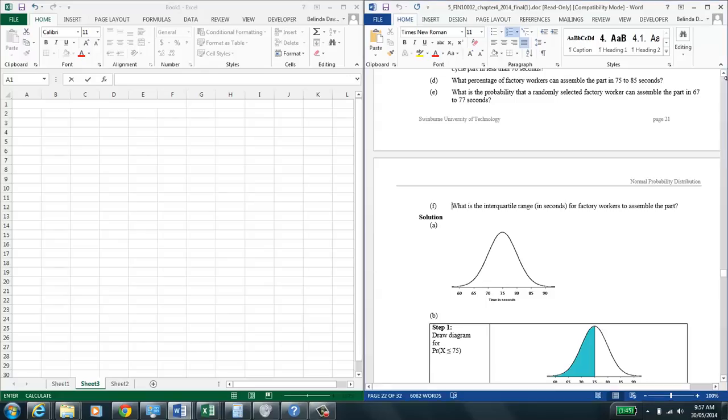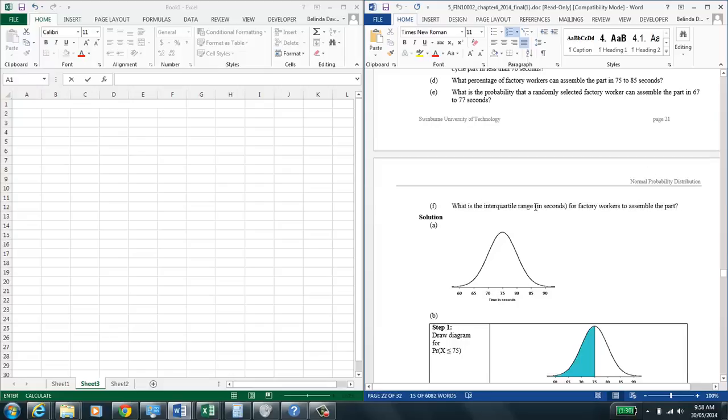Okay, let's say we now wanted to determine the probability of the score in a distribution associated with a particular probability. So for example, let's say we want to know what is the interquartile range in seconds for factory workers to assemble a part when the mean time of assembling a part for these factory workers is 75 seconds and the standard deviation of assembling a part is 5 seconds.